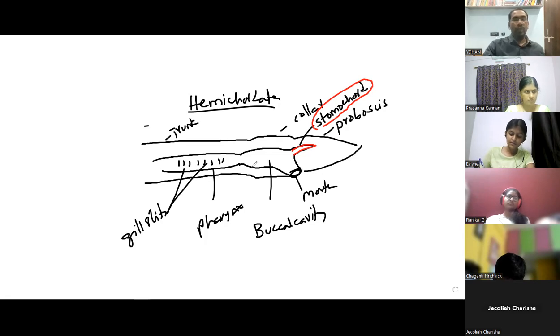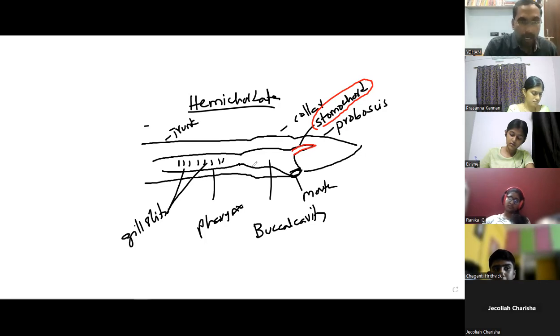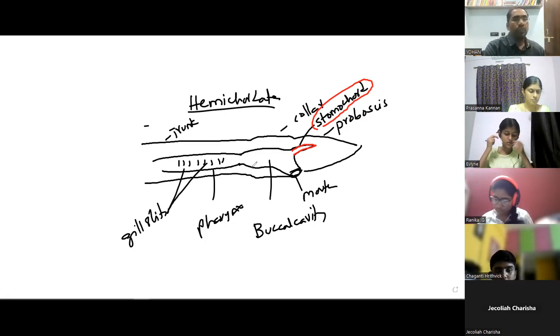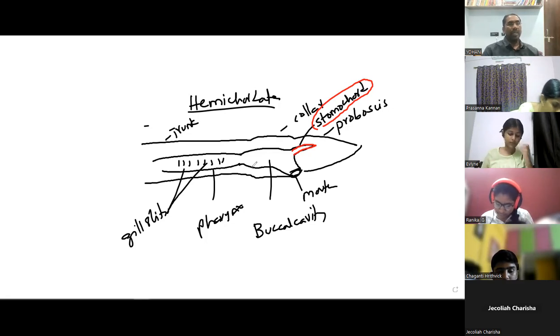Connecting link. So who is a connecting link between chordates and non-chordates? Hemichordata. As it shows half chordate characters, the name given is hemi. Hemi means half, not a true chordate. It shows the features of both non-chordata as well as chordata. Hence, it is a connecting link between chordata and non-chordata.